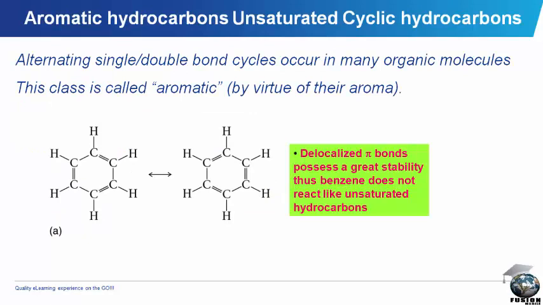So, aromatic hydrocarbons. Aromatic hydrocarbons are cyclic hydrocarbons, and most of them are unsaturated, such as benzene, which is shown in the diagram below on screen. That's benzene. You have alternating single and double bonds, and at the end of the day, we have 6 carbon atoms and 6 hydrogen atoms.